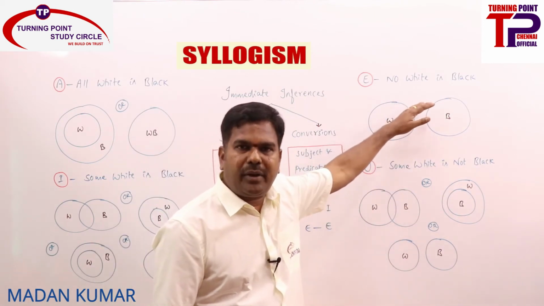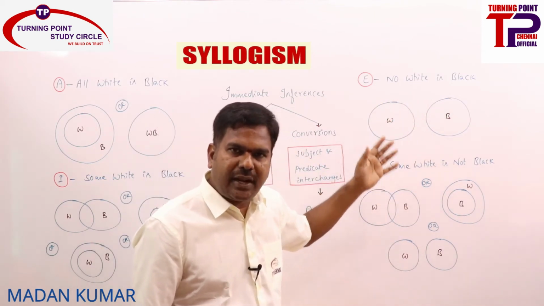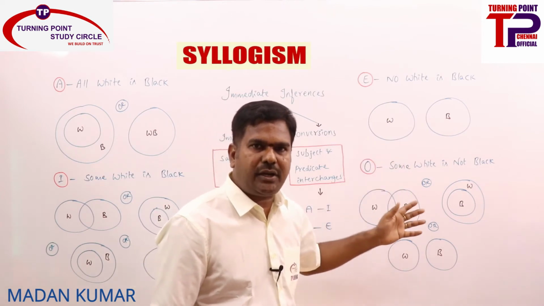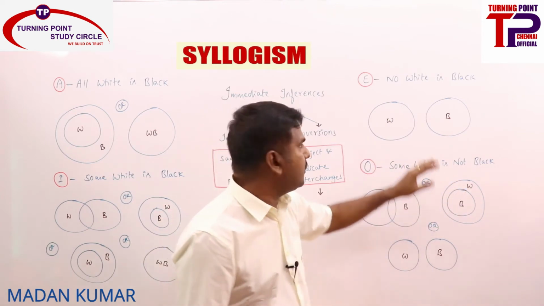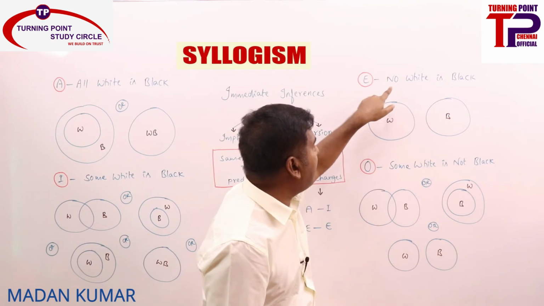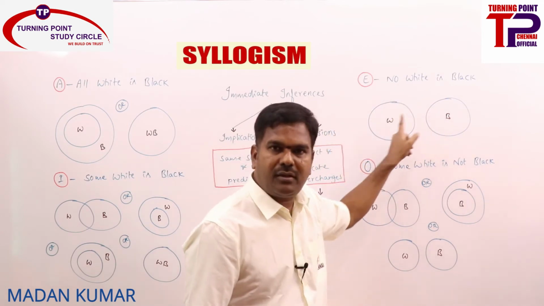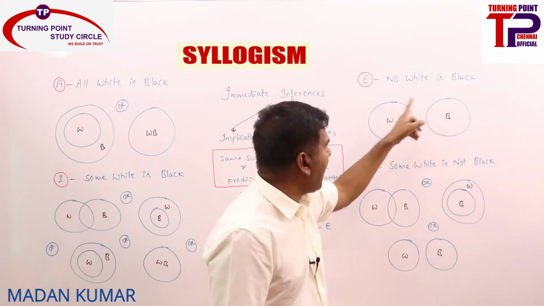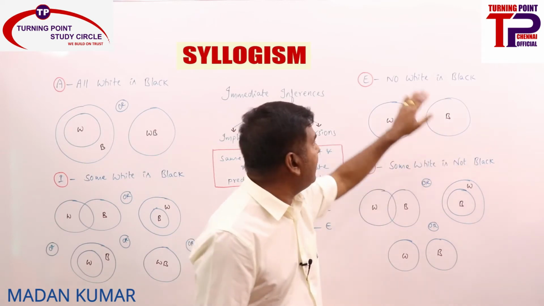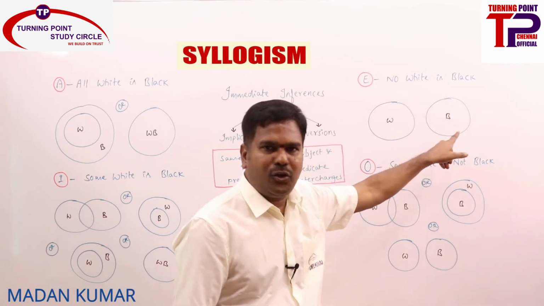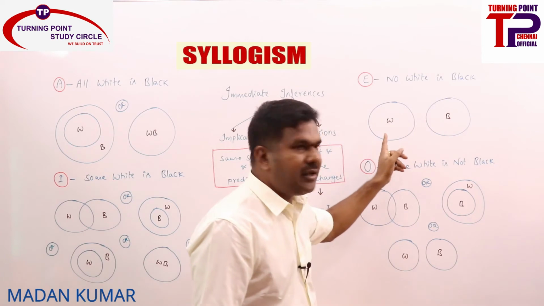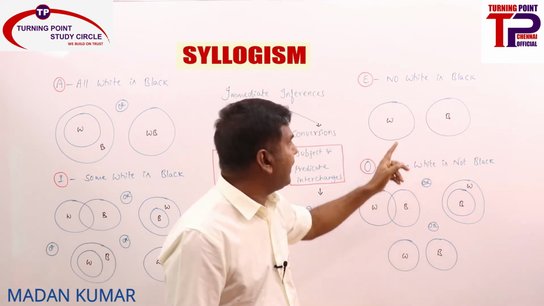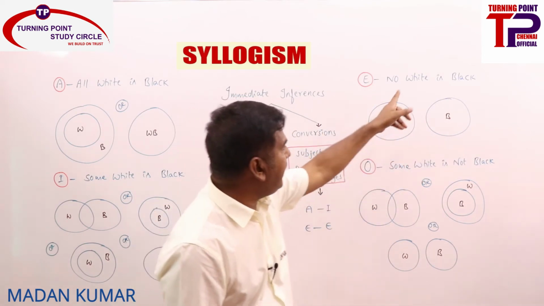Now from E statement we will see whether we can extract A statement, I statement, O statement as straight and reverse cases. So see that no white is black. Can I say that all white is black? No. All black is white? No. Some white is black? No. Some black is white? No. Can I say O statement now? Some white is not black?